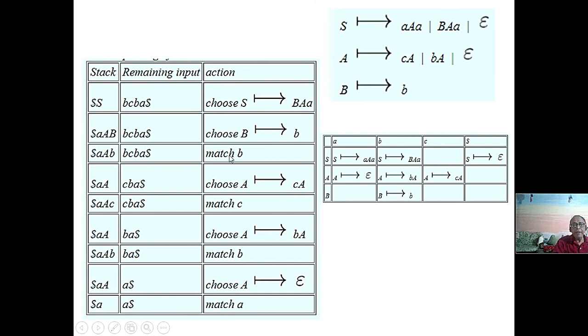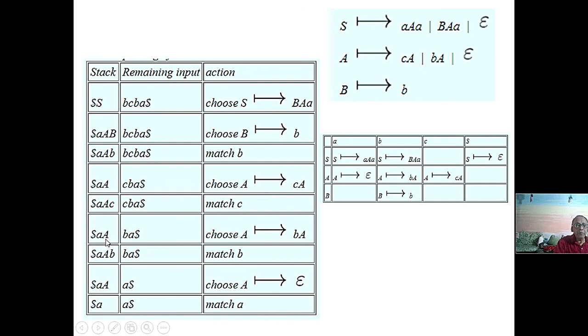B is matched, so this B is thrown out, and this B is also taken off. Then A and C come. What is the rule for A and C? A is equal to C A, so A C has to be pushed. You see it is pushed, A C. Then you match this C to this C, and it matches, so it is thrown out. Match C. So there will be A A and B A.